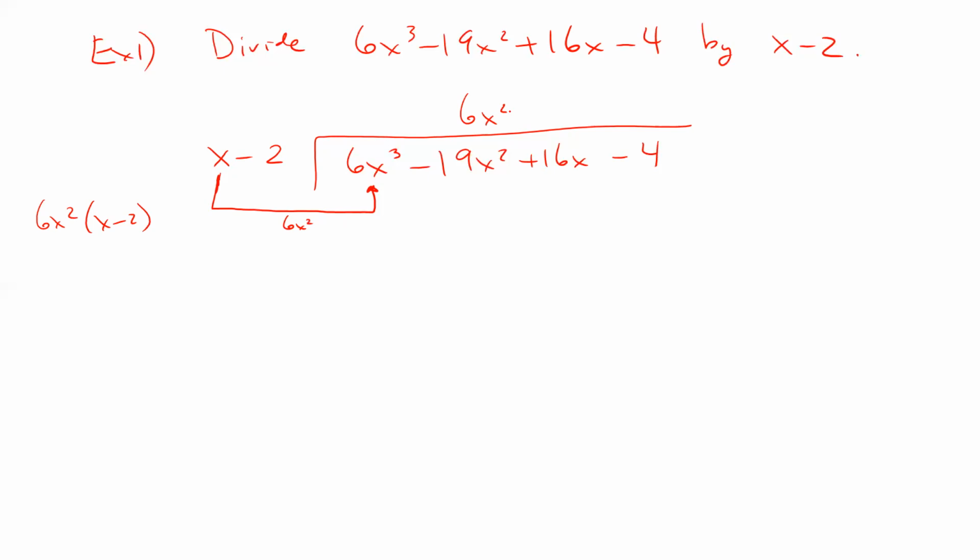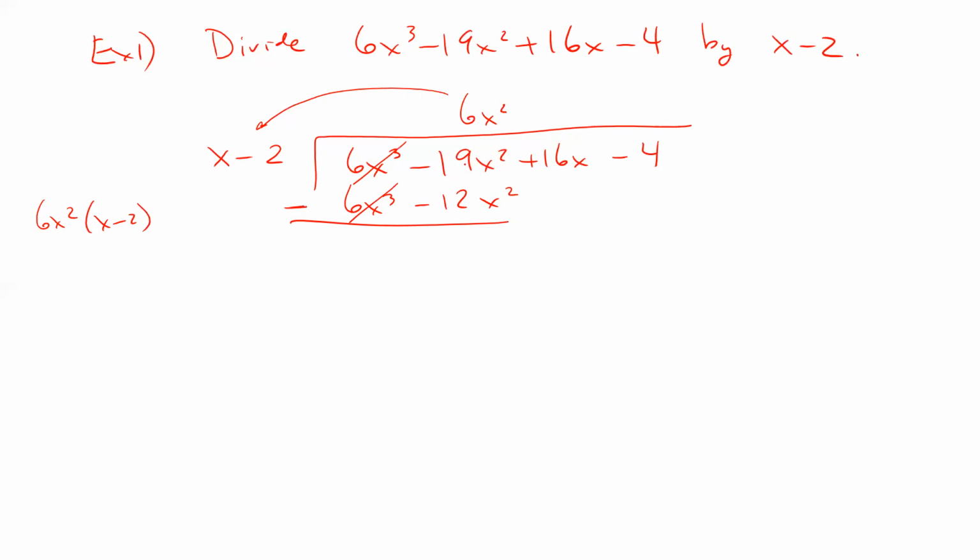So let's go with it here. This times this is 6x cubed minus 12x squared. And this leading term right over here better be the same, because that's what we're trying to go for in the first place. Because we're going to have to subtract, and when we subtract, these cancel. If they don't cancel, we did something wrong. Now, the only difficulty you have is this right here.